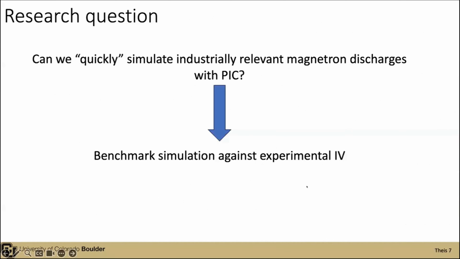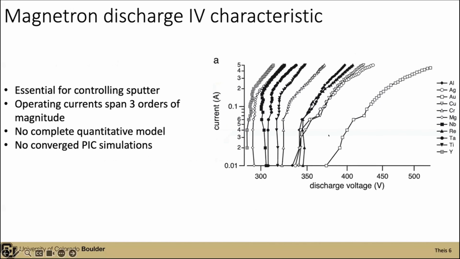And right now we only have experimental results, and people will fit different curves to these models, but there's no complete quantitative model explaining this IV curve for magnetron discharge. The IV curve also spans 3 orders of magnitude in current. So there's lots of different regimes where different physics are going to be important. And in terms of simulation, there's no converged PIC simulations that cover any range of this IV curve.